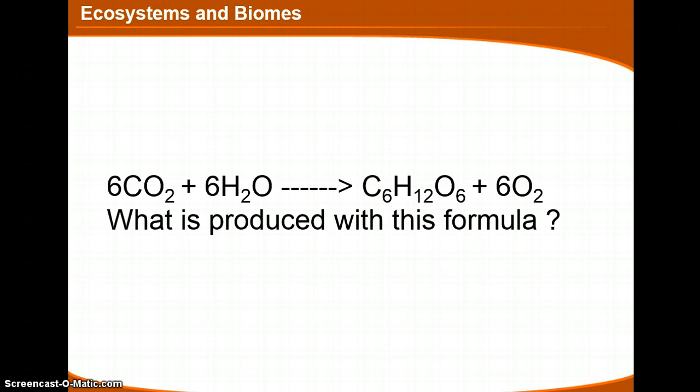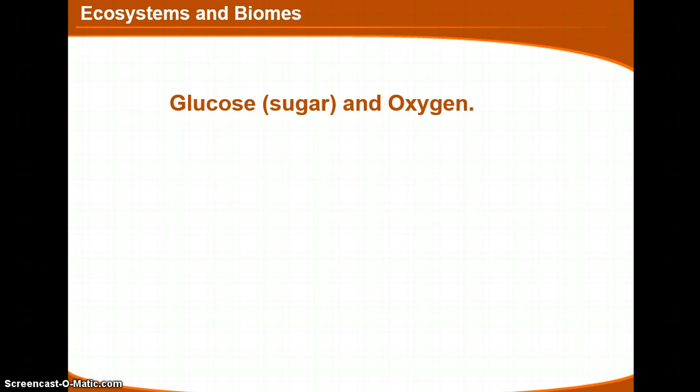Everything's on Blackboard. Everything's here. You should be fine. One thing you need to know is this question right here. What is produced with this formula? The answer is glucose, which is a sugar, and oxygen that the plants use.